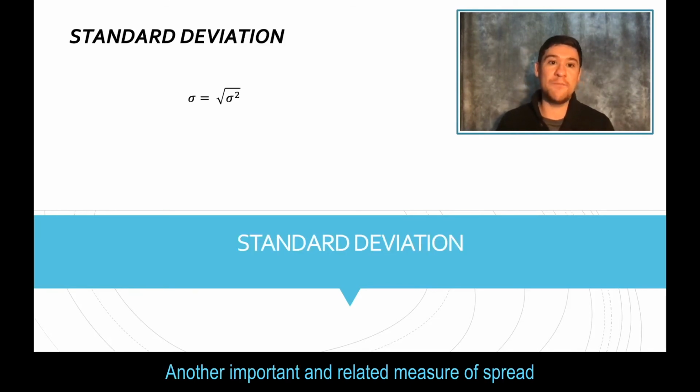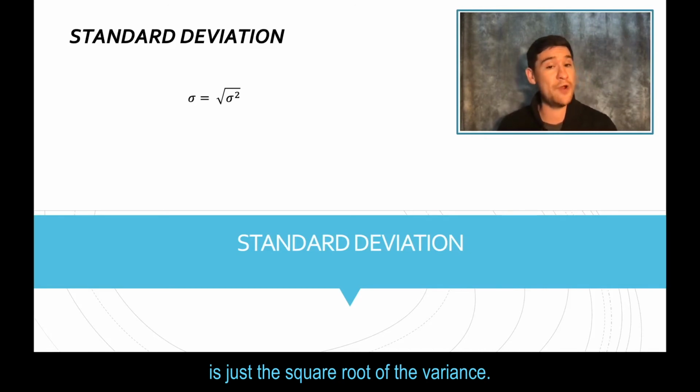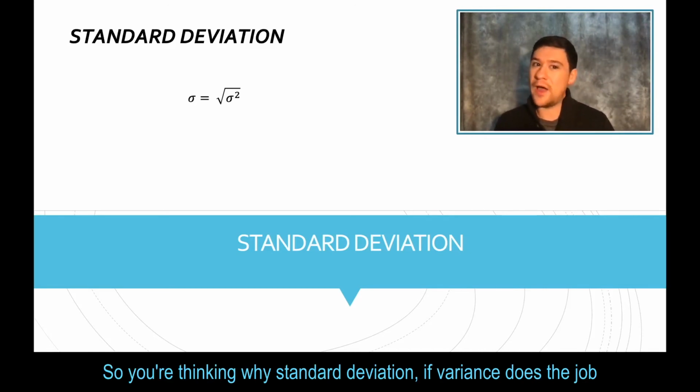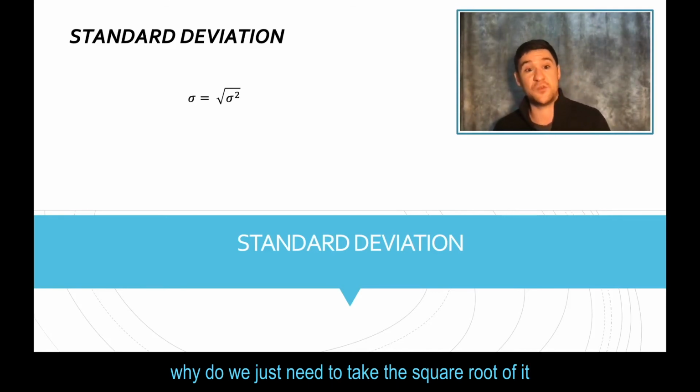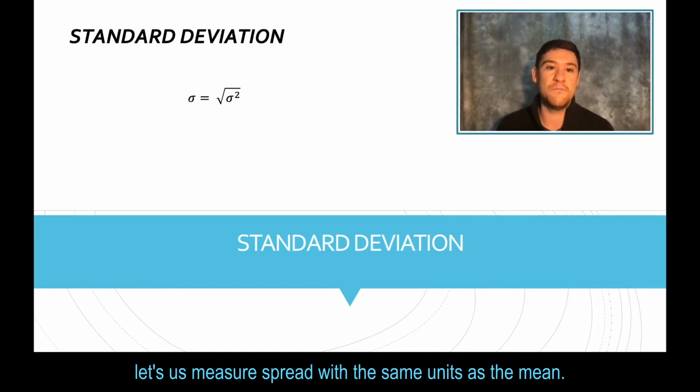Another important and related measure of spread is the standard deviation. And the standard deviation is just the square root of the variance. So you're thinking, why standard deviation? If variance does the job, why do we need to just take the square root of it? It's not telling us anything new. Well, taking the square root of it lets us measure spread with the same units as the mean.